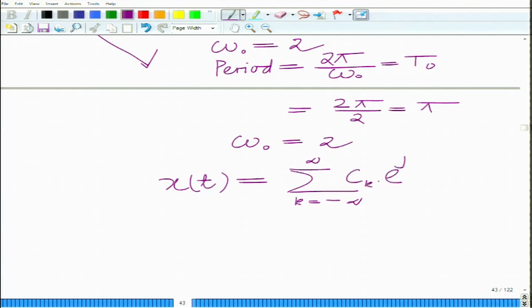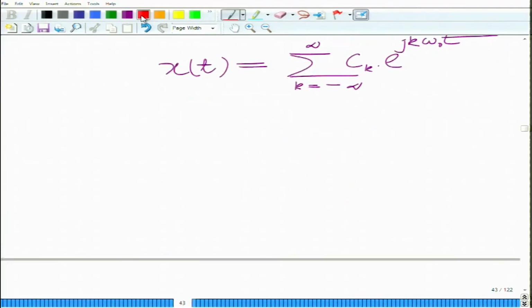C k e raised to j k omega naught t. This is the complex exponential Fourier series, or the CEFS, where C k denotes the complex coefficient corresponding to the kth harmonic, that is the frequency component, which is k times omega naught, where omega naught is the fundamental frequency, and T naught is the fundamental period of this periodic signal.